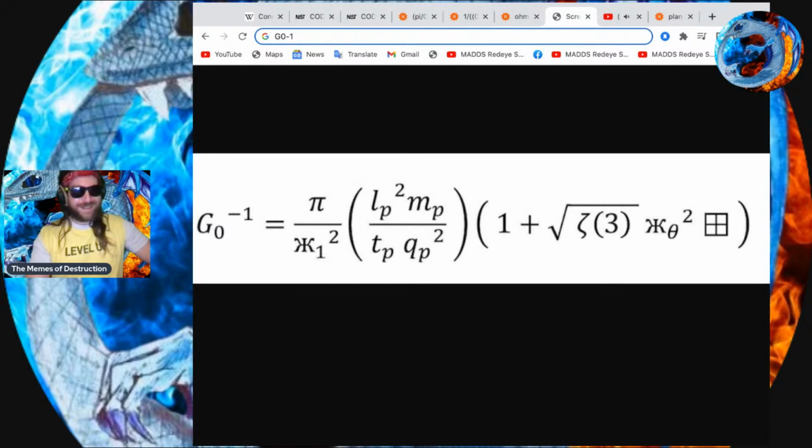It seems to be related to the Riemann zeta function. It's a very fascinating thing. We'll get into that at some point in the future, mostly because I'd like to figure out what's going on. And we multiply that by j theta squared.